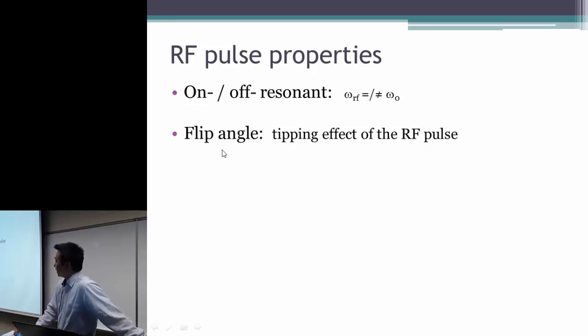So also there is another property, the flip angle. The flip angle will indicate the tipping effect of the RF pulse. So it means how much signal we can obtain when we apply an RF pulse.